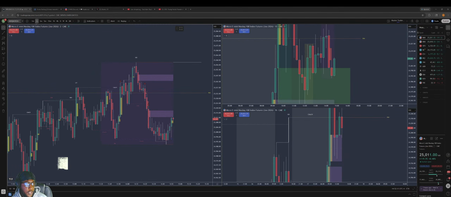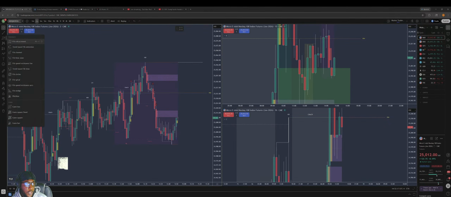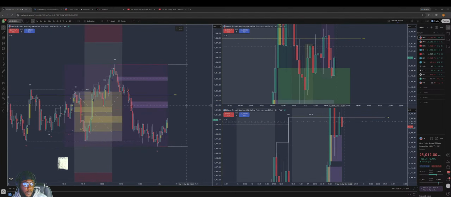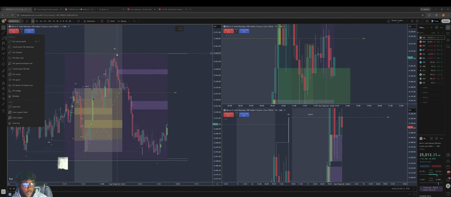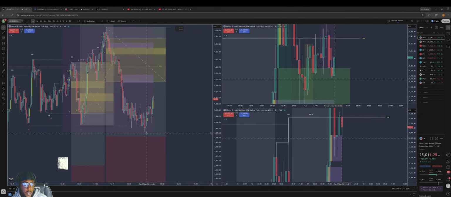Let me just double check. So we had tried a short from here. That didn't work out. Then we tried the long from here. That didn't work out. And then we caught this short from here. And it barely came down to our first TP. Barely came down to first TP.